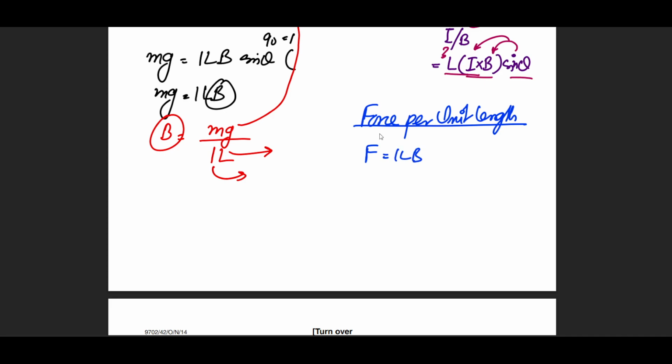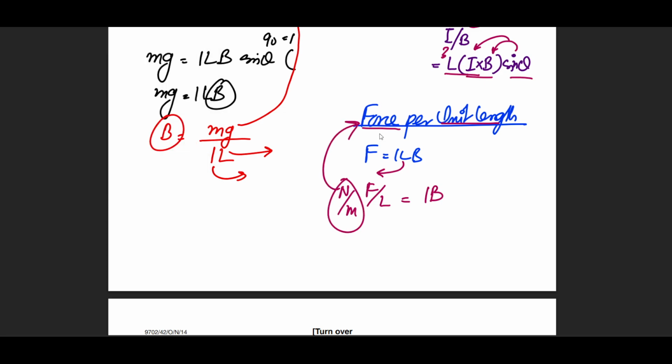So if I write down ILB sine theta, I'm ignoring sine theta for now because we know that at maximum strength, we need sine to be 90, right? So if I'm asking force per unit length, please notice that if you bring length over here, the variable actually goes in the denominator and the equation comes out as IB. This is newtons divided by meters, which is force per unit length.